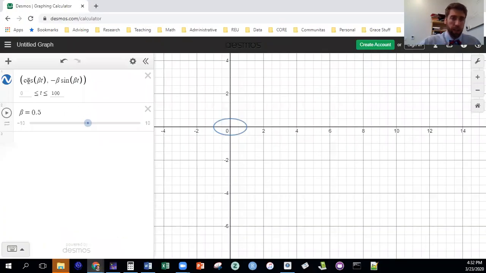So here y is cosine beta t, and v is negative beta sine of beta t. And so you see that if beta is really big, it looks like that. If beta is really small, it looks like that. But that's the solution. It's just going around and around and around. So that's our solution in the YV plane, where y is going where x normally goes and v is going where y normally goes. So that finishes that activity.